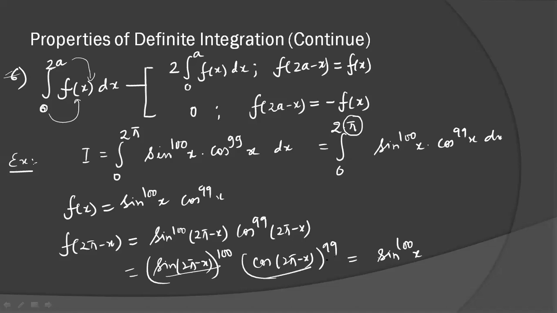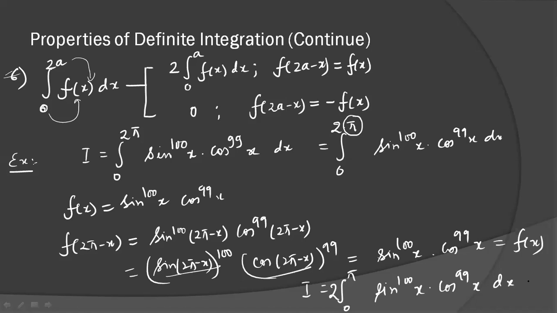If you check here, cos 360 minus theta will give you cos theta, so it is cos to the power 99x. It means this is equal to f of x. So we can break this limit, taking 2 times outside. The integration will now become 2 times 0 to pi sine to the power 100x into cos to the power 99x dx. Let's proceed further.